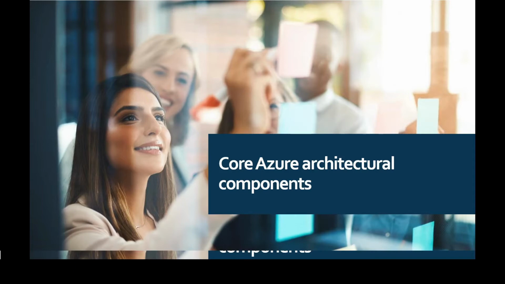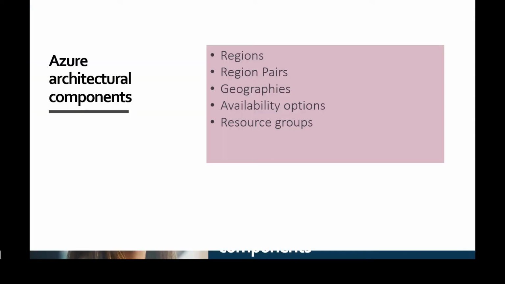But just assume the users who are in Asia, maybe in India, Singapore or China. There will be network lag. Why? Because the servers are too far from them. That's where Azure comes into the picture. It provides global reach and local presence, keeping data secure and compliant with government laws. Azure has mainly these architectural components: regions, region pairs, geographies, availability options and resource groups. Let's understand each one of them in detail.